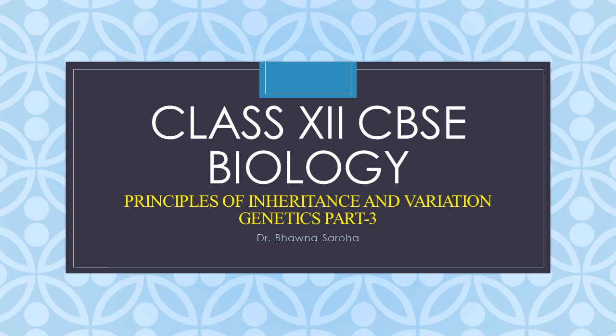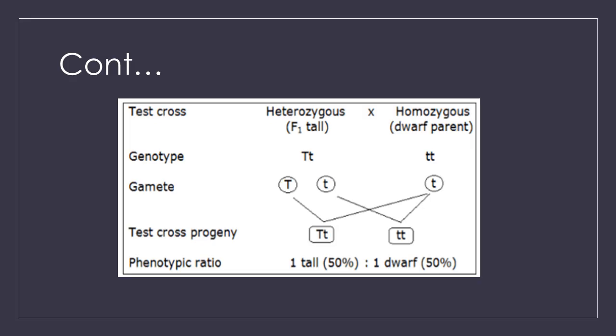Class 12th. Now we are on the third part of genetics of the chapter Principles of Inheritance and Variation, that is genetics. Now the test cross. We had studied before, in a previous video also, that the heterozygous progeny of the F1 is now crossed with the homozygous dwarf parent, which is called the test cross.